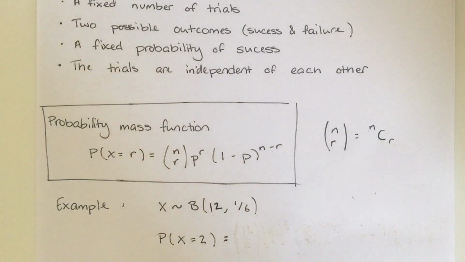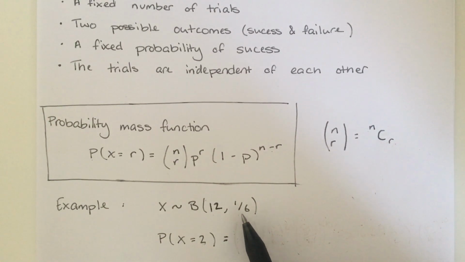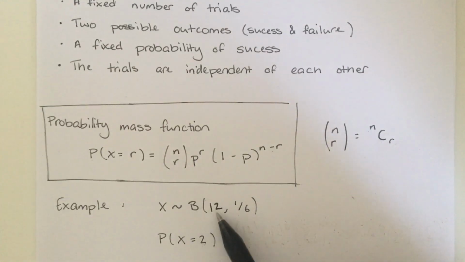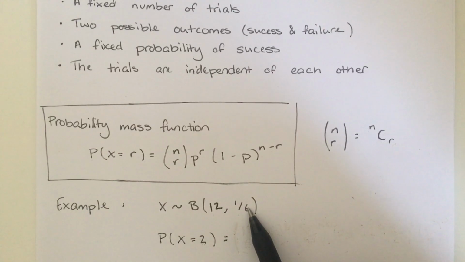It's easier seen with an example. So we have one here, so we've got a binomial distribution. I'm running 12 trials and the probability of success is 1 over 6. So for instance, I might be rolling a dice 12 times. The probability of me getting a 6 is 1 over 6, and then I want to know, what's the probability that I have 2 6s out of my 12 rolls?